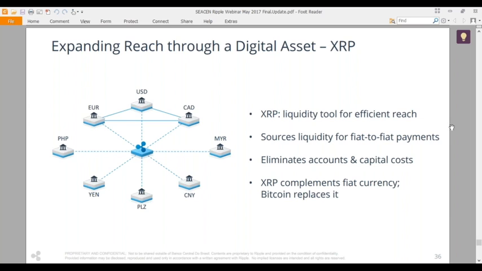So it's a preview of how we're looking at solving liquidity in our system. It's an optional tool that we do expect to see a great adoption for over the coming years.